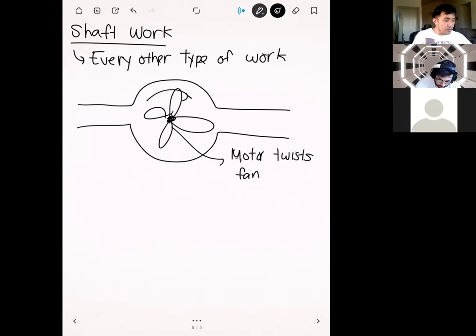By rotating the fan, we're literally pushing the fluid through and adding mechanical work to the fluid. And so this shaft work represents the amount of work that you do on this shaft to make the fan rotate. That's where it gets its name. But we're going to use the term shaft work to denote everything else, all the other types of energy that we can add to the fluid.